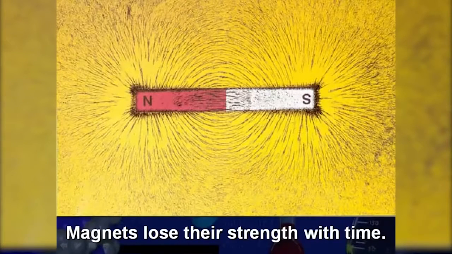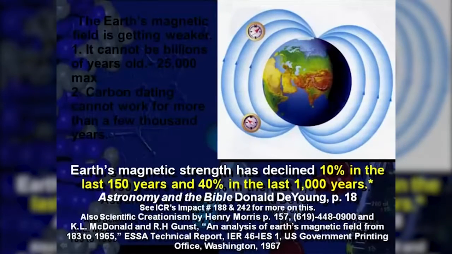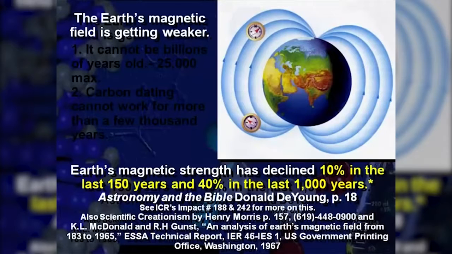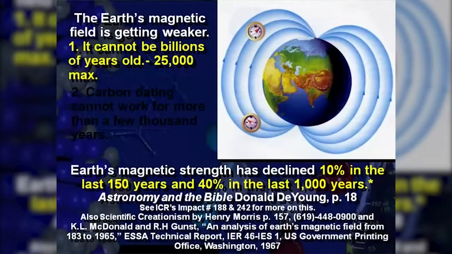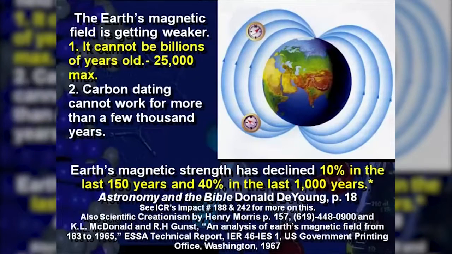Magnets lose their strength with time. The Earth's magnetic strength has declined 10% in the last 150 years and 40% in the last 1,000 years. Since it is getting weaker, that means that it used to be stronger, and it cannot be more than 25,000 years old. The Earth's magnetic field alone limits the Earth to being less than 25,000 years old. This also means that carbon dating cannot work for more than a few thousand years.